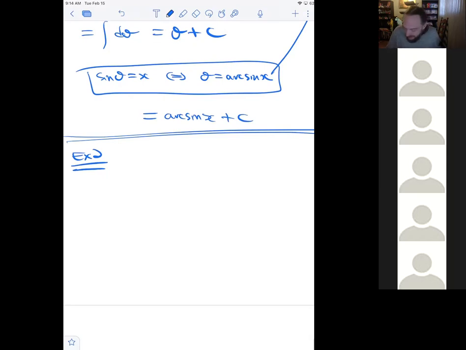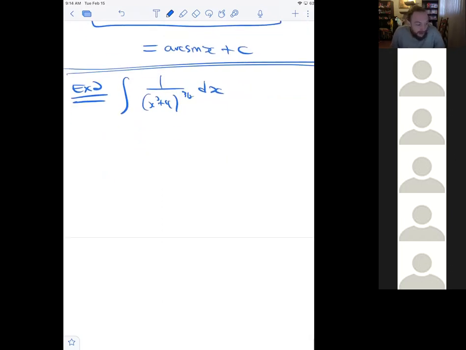Okay, let's just do the integral of 1 over (x² + 4) to the 3 over 2 dx. This is similar to the partial fraction one. This is an irreducible quadratic raised to a power. The power now is 3 over 2, which is also a radical. We have a square root in there, but you don't even have to have the radical in there if you don't want.